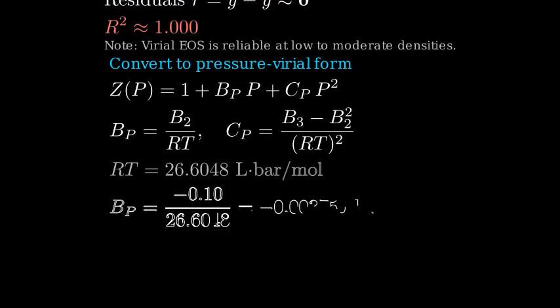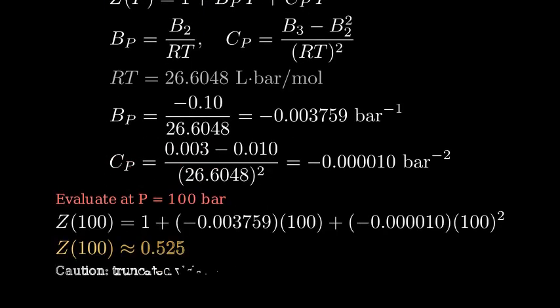To predict Z at 100 bar without solving for density, we use the pressure virial form. We convert coefficients as B pressure equals B2 over RT and C pressure equals B3 minus B2 squared, all divided by RT squared. Then Z of P equals 1 plus B pressure times P plus C pressure times P squared.